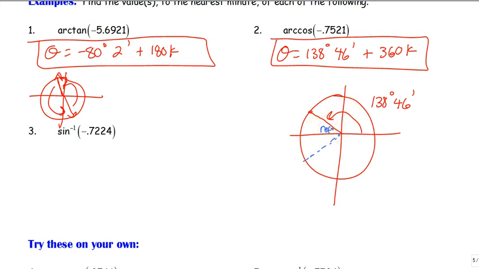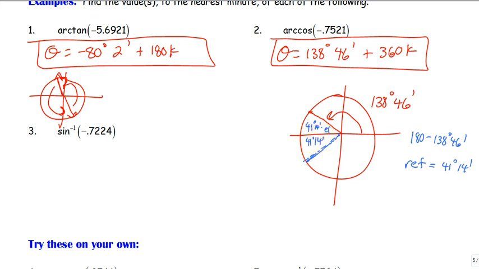How do we do that? Well, a half circle is 180. So we do 180 minus this 138 degrees, 46 minutes, and my reference becomes 41 degrees, 14 minutes. So that means this is 41 degrees, 14 minutes, which means the other spot where cosine is negative has the same reference of 41 degrees, 14 minutes.